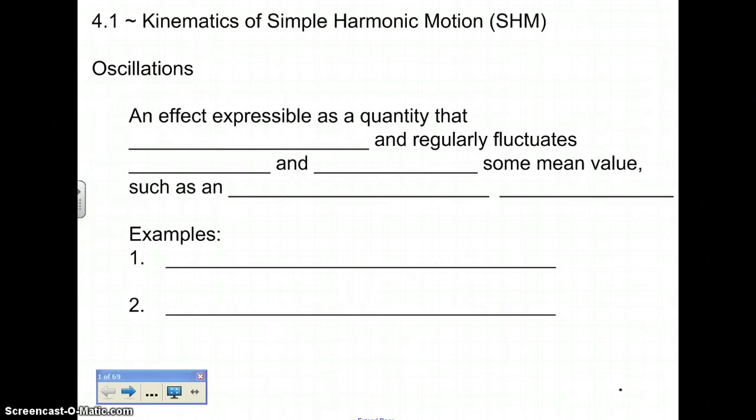Here's the beginning of topic 4, talking about oscillations and simple harmonic motion. So we'll first start off with your definition of oscillations here. An effect expressible as a quantity that repeatedly and regularly fluctuates. So it's repeated above and below some mean value, and that mean value is like your average, right? It's like the average of above and below would be like your equilibrium position.